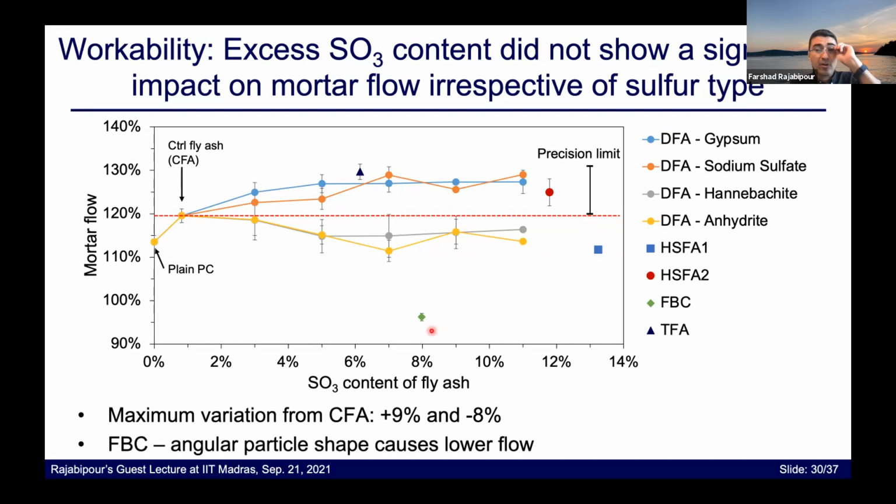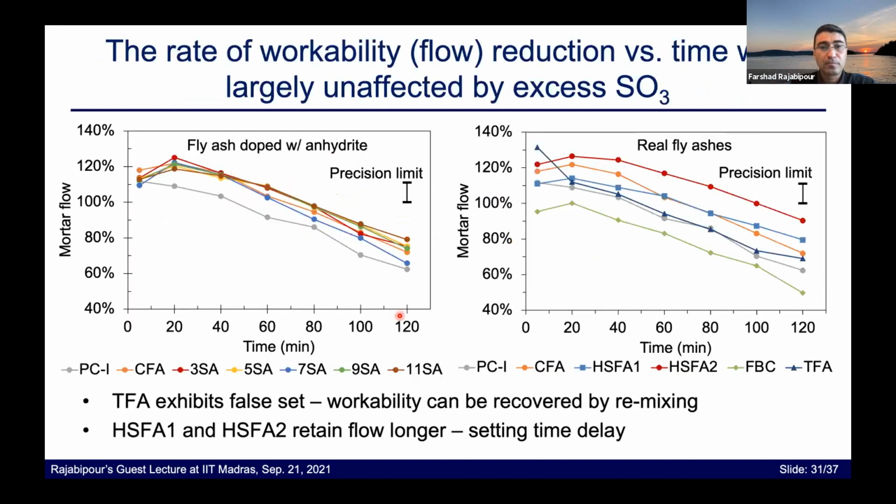And the FBC fly ash is impacting flow, not because of its SO3 content, but because its particles are not spherical. They are angular or subangular, and they have internal porosity, which increases the water demand of the system.